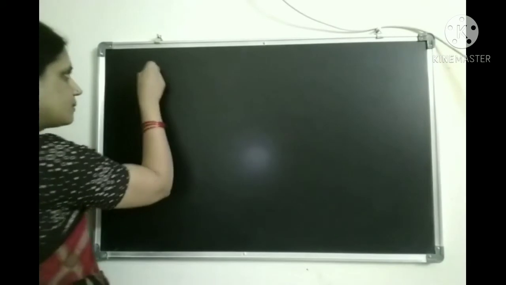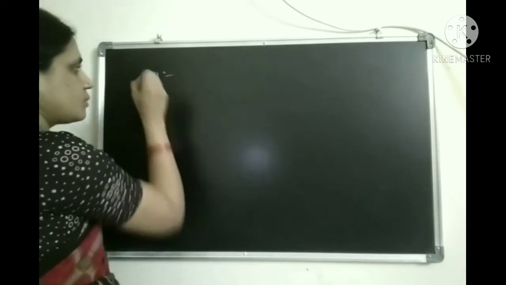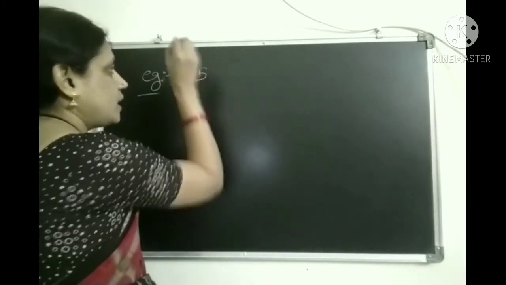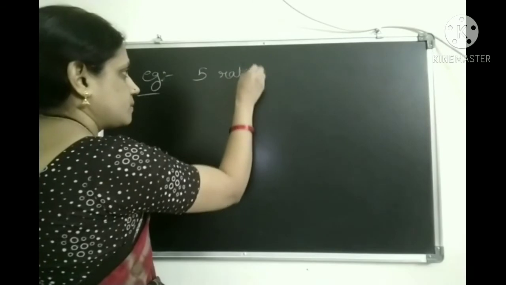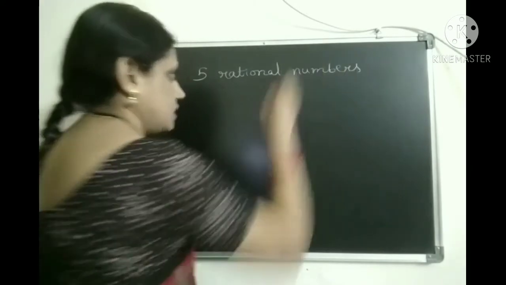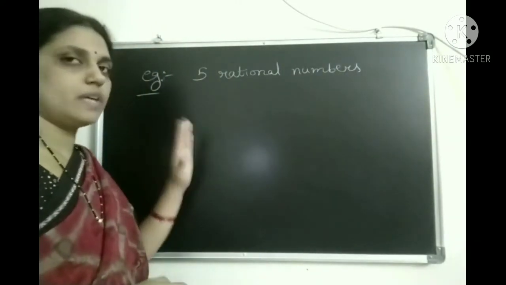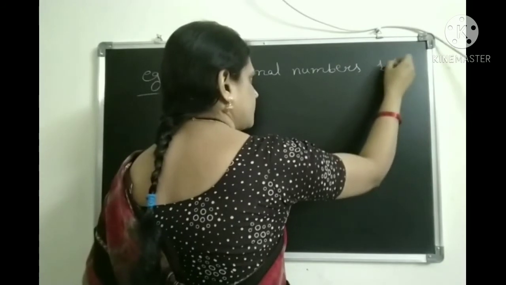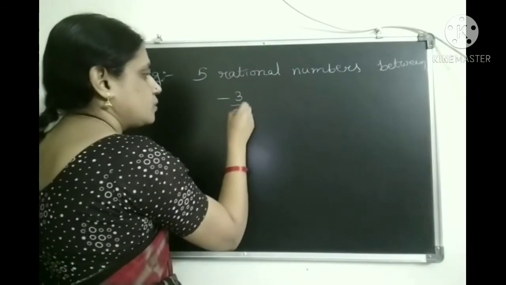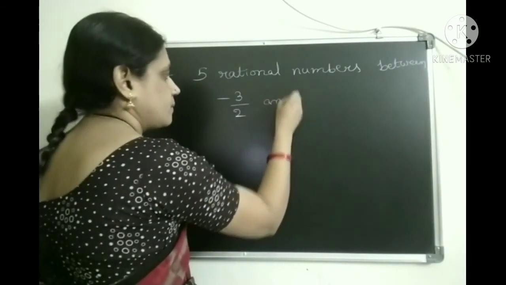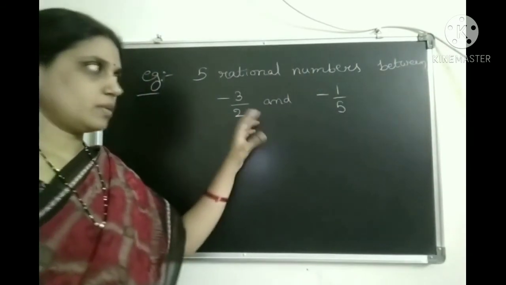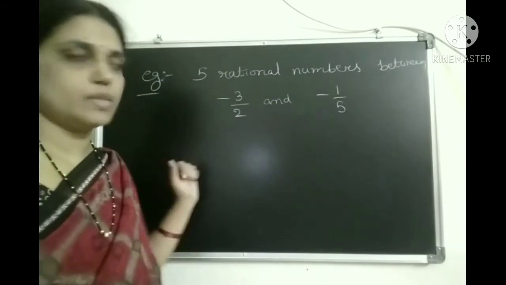So that is the example. Suppose you have to find 5 rational numbers. Any 5, actually many will be there. Many rational numbers will be there between any two rational numbers. So here the question is: find 5 rational numbers between minus 3 by 2 and minus 1 by 5. In between these two, you have to find any 5 rational numbers.